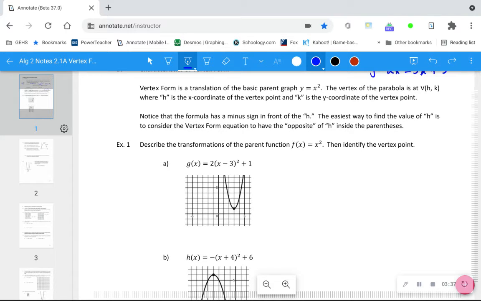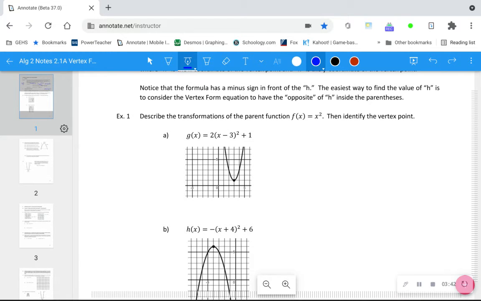So in this first exercise, we're supposed to decide the transformations that happen to the original function, x squared, and that would just be a little parabola centered at the origin. And then we're supposed to identify the vertex point. So if you look right here, inside the parentheses is where you start, and that would be a movement to the right, 3 units. Remember that inside the parentheses always goes the opposite way, so h is going to be 3, not the -3 that you see in the parentheses.